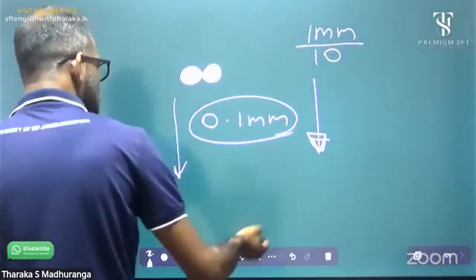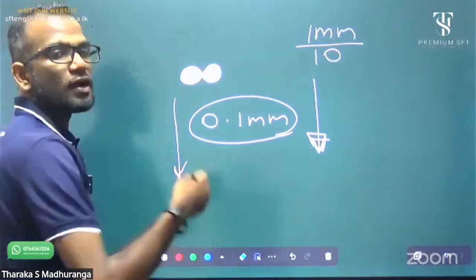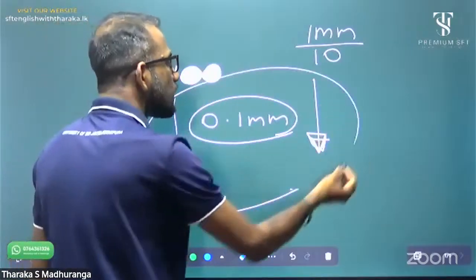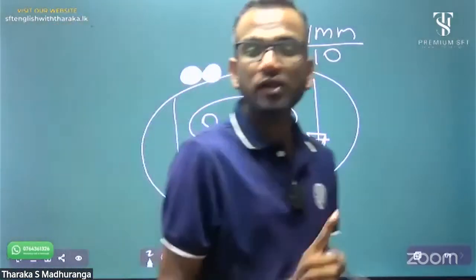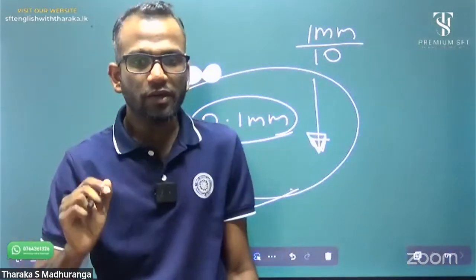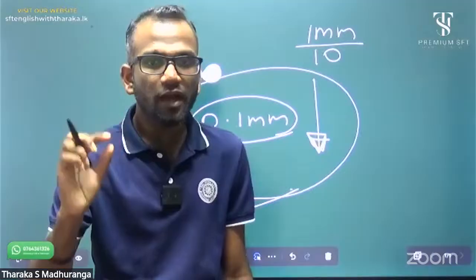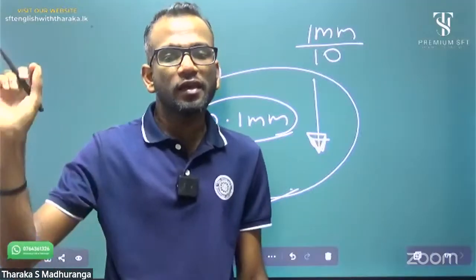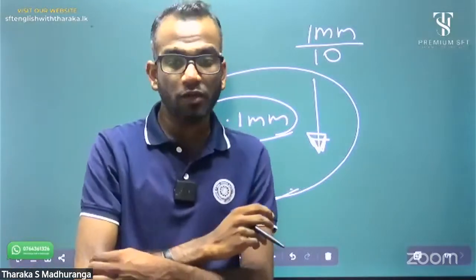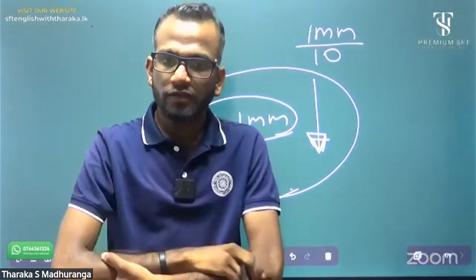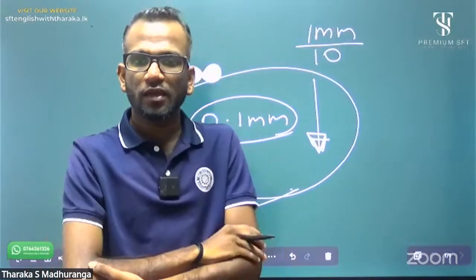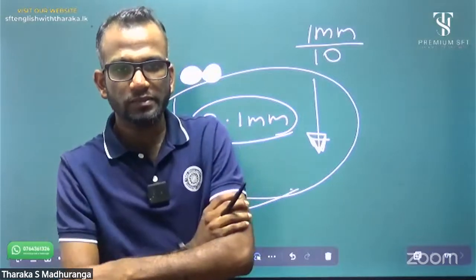The same applies to microorganism size. We can't see microorganisms with our naked eye because their body size, their cell size, is less than 0.1 millimeter. So microorganisms are organisms we can't see with the naked eye, and their cellular size is less than 0.1 millimeter. Understood? Clear?